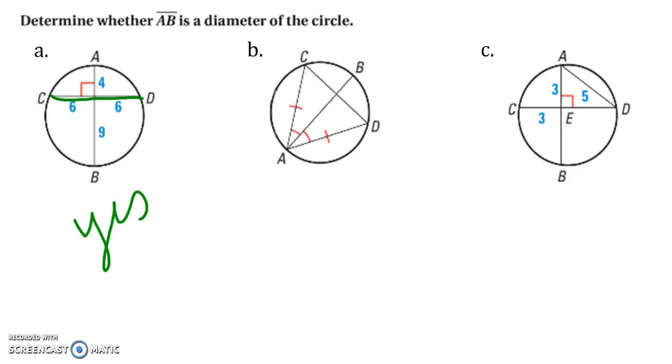In the next one, I tell you these chords are congruent, which is great. That tells me this and this are congruent, but it tells me nothing about AB being perpendicular. It tells me nothing about CD having to be bisected or anything else. Yes, the angle's bisected, but that does not tell me anything.